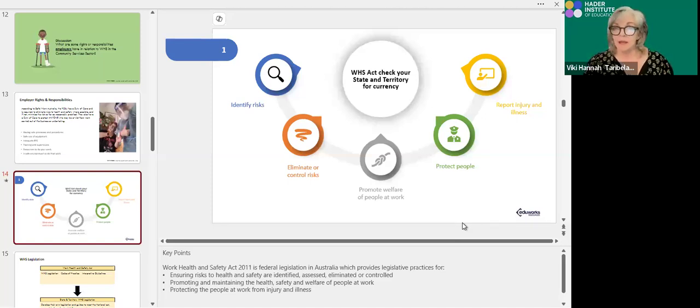The Workplace Health and Safety Act: check your state and territory for the currency of it. You will be asked to cite that in your written work. It might be the Workplace Health and Safety Act from 2011, but I know that in Queensland in 2023 we had an amendment to that. We need all of the currency when you're answering your assessment. Just think about that a little bit more because it's a changing space. The Act is federal legislation, but have a look at your state and territories, and it's meant to be promoting safety in an ongoing manner.